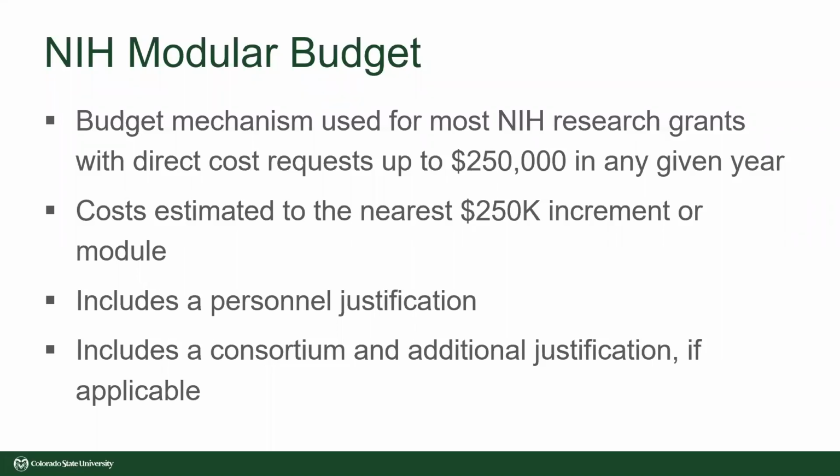Sorry, I just realized that this should have been costs are estimated to the nearest 25K increment. I stuck an extra 0 in there. So you're requesting $25,000 modules up to a 250K limit. So cross that out on your slide, that extra 0 right there.